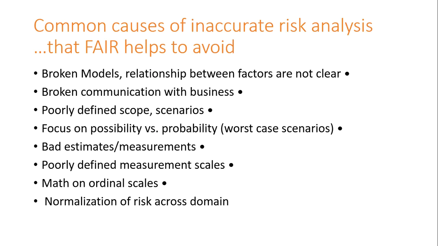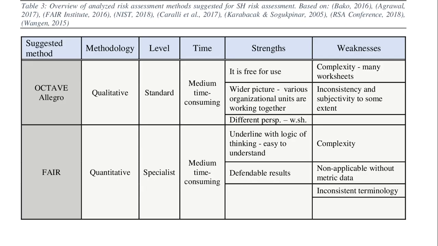So these are certain factors where I can use FAIR to avoid the risks. Maybe certain broken models, broken communication, poorly defined scope, focus on the possibilities or probabilities, bad estimation, bad design, poorly defined measurement scales, math on ordinary scales, normalization of risk across the domain. So if these problems occur, I can use FAIR to resolve these risks.